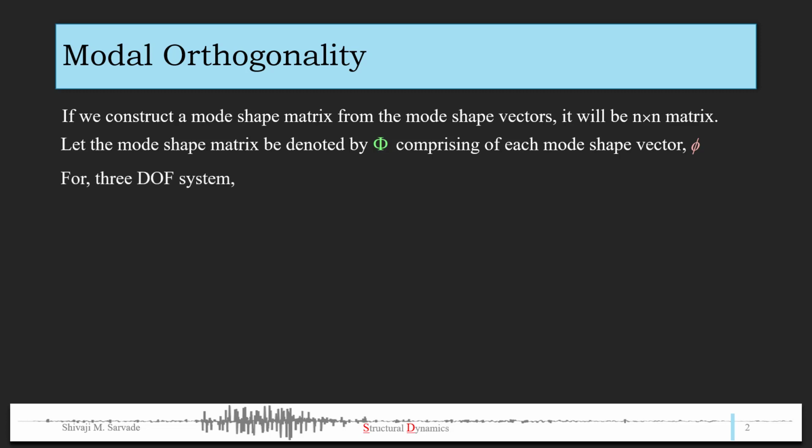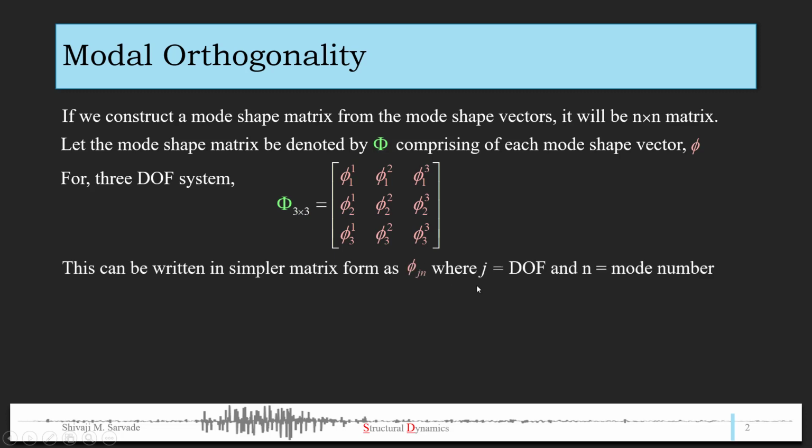Now if I have 3 degree of freedom system, I can write the mode shape matrix as capital Phi, which will be 3 by 3, wherein I have phi 1, phi 2 and phi 3, which is nothing but mode shape 1 at corresponding degrees of freedom, mode shape 2 at corresponding degrees of freedom, and mode shape 3 at corresponding degrees of freedom. Now this can be very well written in matrix notation as phi jn, where j is the degree of freedom and n is the mode number. For example, phi 1 1 is indicating mode shape at first degree of freedom in first mode. Phi 2 1 is indicating mode shape at second degree of freedom in first mode. Phi 3 1 is indicating mode shape at third degree of freedom in first mode.